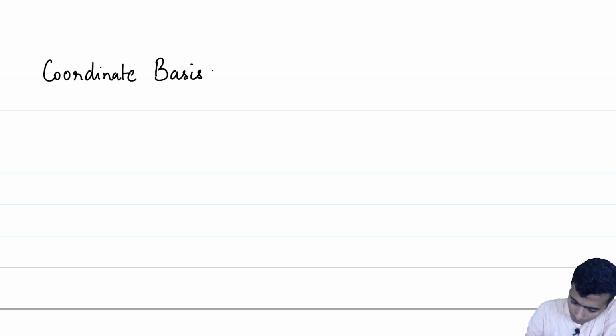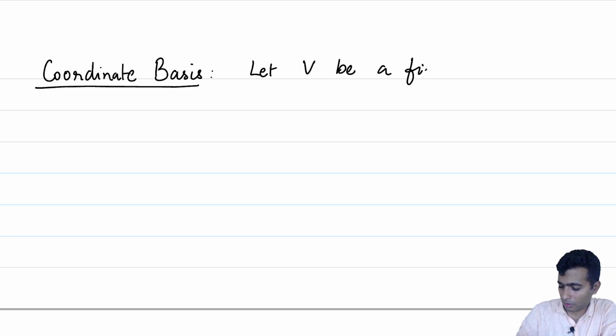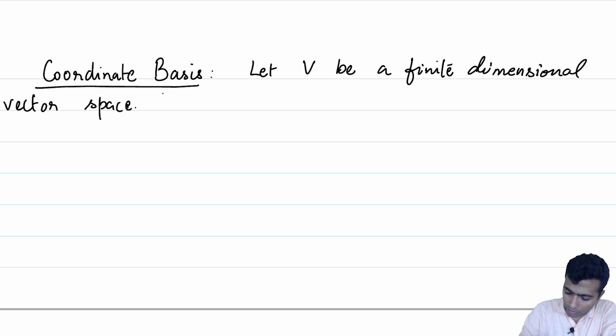So let's define what coordinate bases are. Let's focus our attention on finite dimensional vector spaces here. So let V be a finite dimensional vector space. Needless to say, all our vector spaces are over the real numbers.